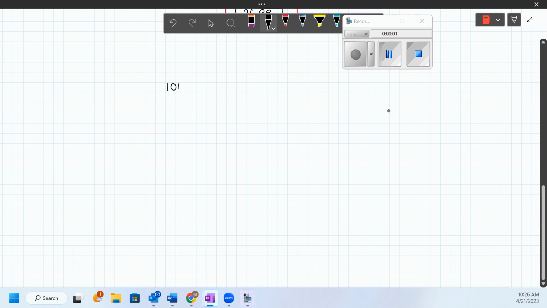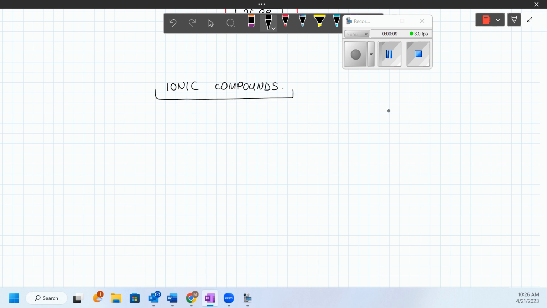So ionic compounds are formed between a metal, remember what we said, and a non-metal. In order to identify quickly, is this an ionic or a molecular compound?